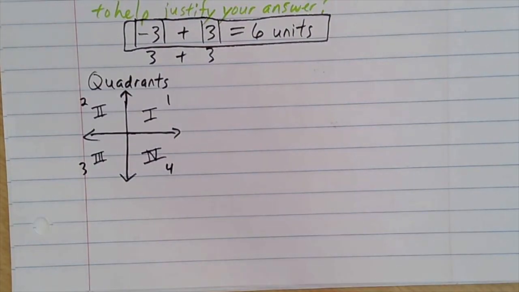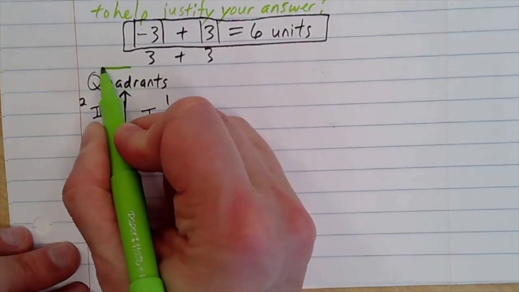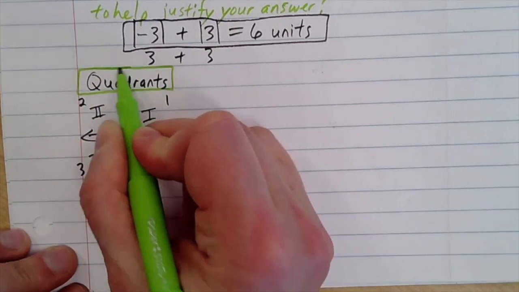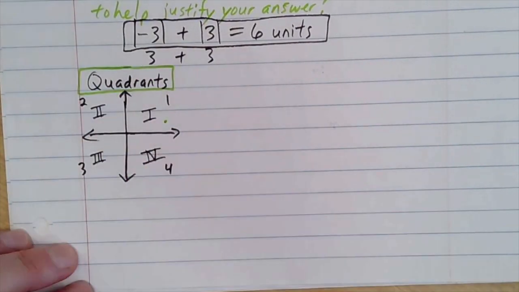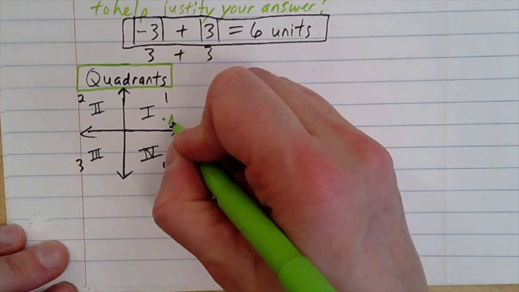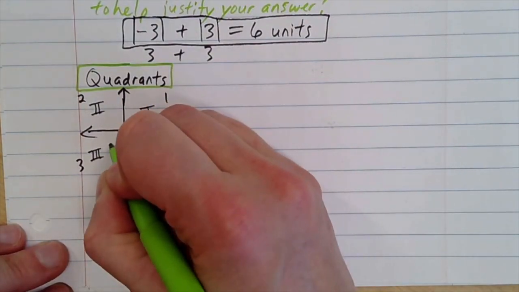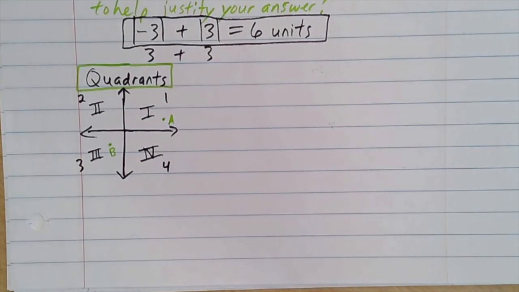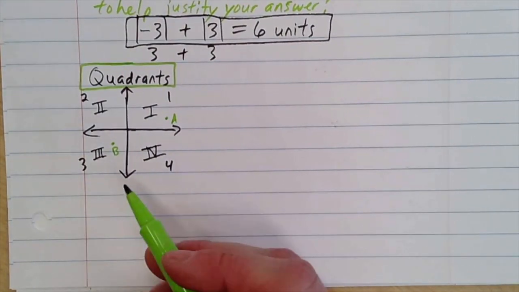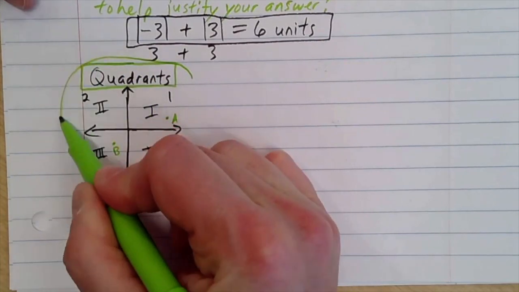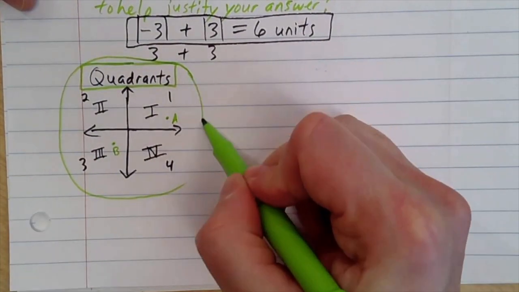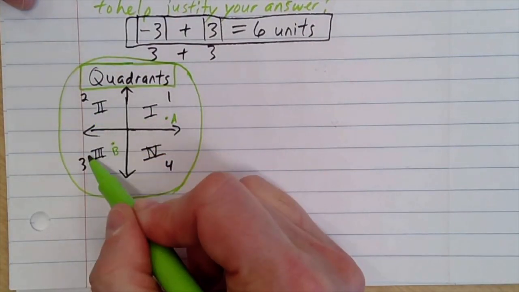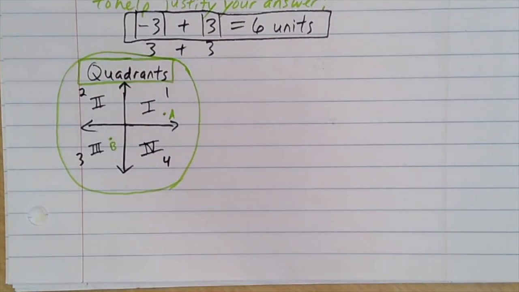So what do you need to know about quadrants? I might put a point in quadrant 1 and plot a point over here and say, what quadrant is this in? I might say that's point A. I might say point B and say, what quadrant is it in? And you need to know that's quadrant 3. And so you just have to know quadrants, and you have to know there are 4. And it starts with 1, 2, 3, 4, and 1 is the most popular quadrant.